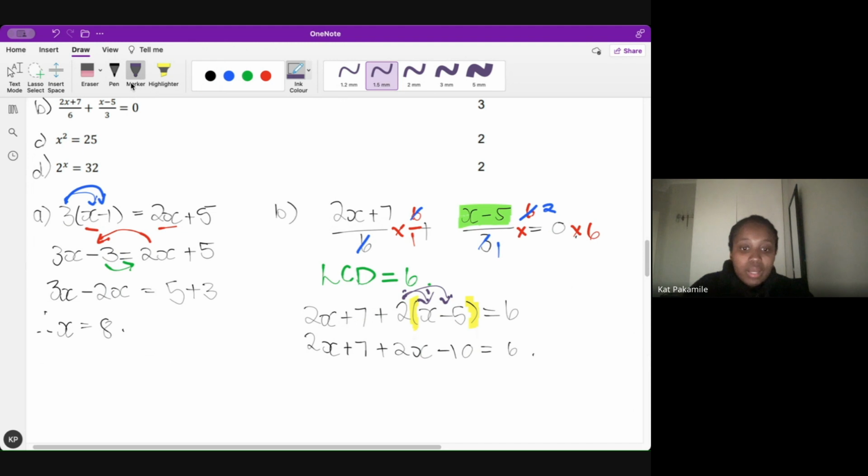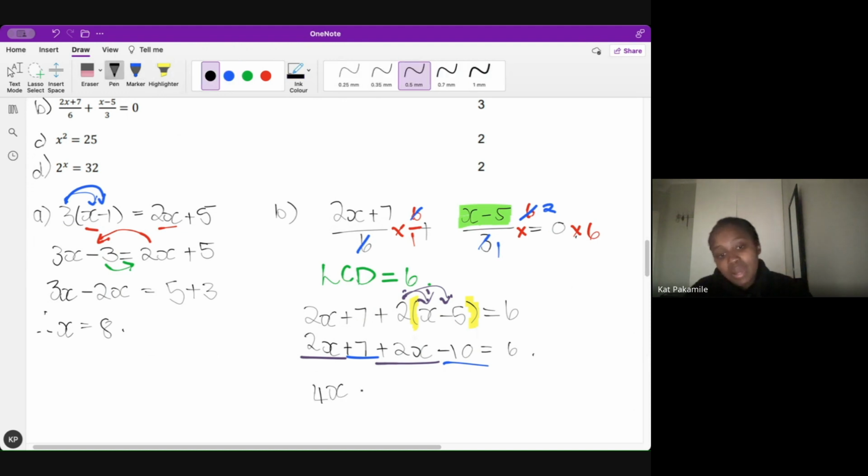And then we look at our like terms. So I have a 2x and a 2x. And then I also have on my left-hand side a 7 and a minus 10. So 2x plus 2x is 4x. What is 7 minus 10? 7 minus 10 is -3. So I have here is equal to 0. Guys, where did I get that 6? 0 times 6 is 0. Okay. Equals 0. That's better.